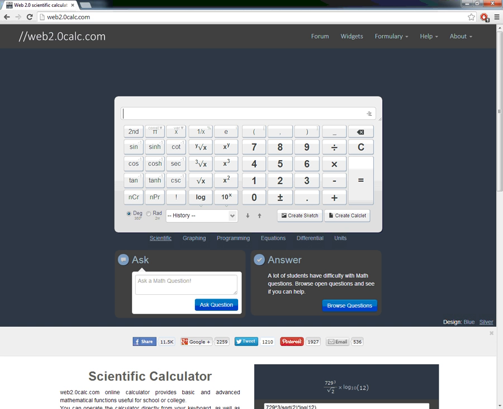Okay, so here's the calculator. This is the web2calc.com. If you're interested in using it, this is the free online one. Okay, so I'm going to plug it in how I see it.